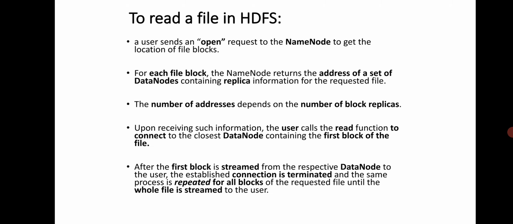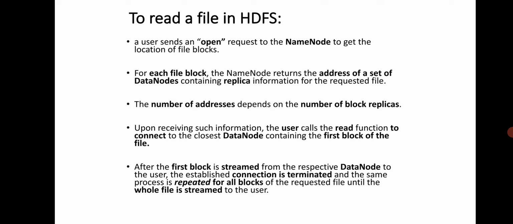The HDFS main operations are write and read. To read a file in the Hadoop file system, a user sends an open request to the name node, the master, to get the location of file blocks. For each file block, the name node returns the address of a set of data nodes containing replica information for the requested file. The number of addresses depends on the number of block replicas.